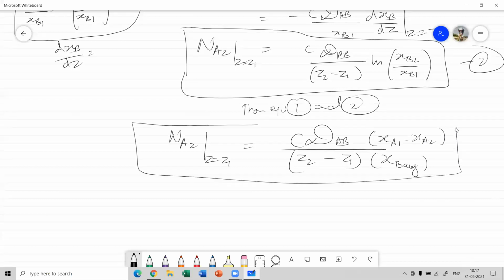So that can also be written in terms of xb. Otherwise, this is the molar flux or mass flux of A that is passing through the interface at z equal to z1. So that's it with this topic of concentration distribution of diffusion through a stagnant gas.